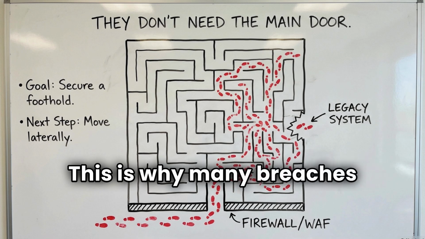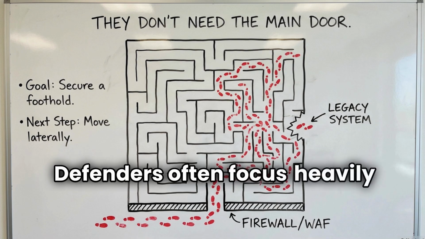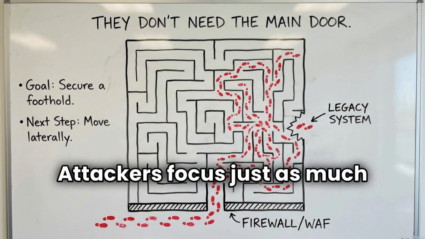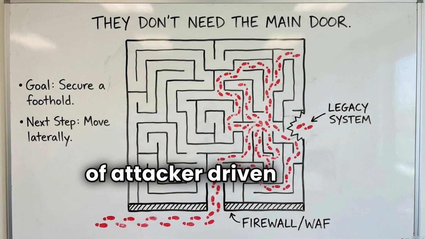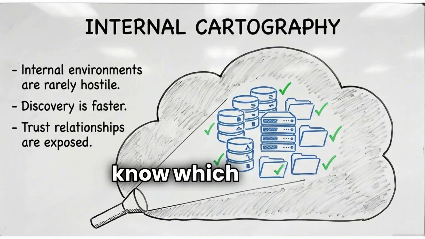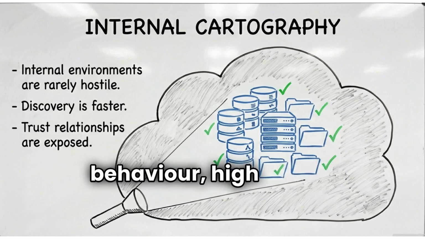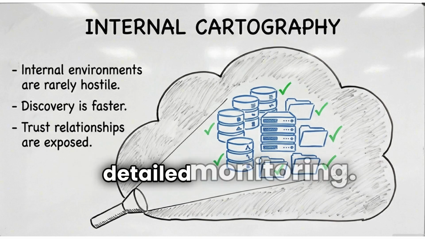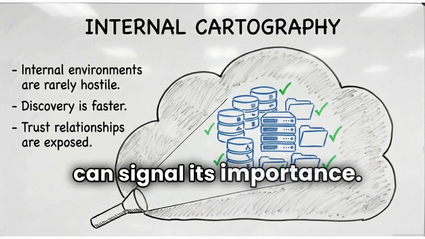This is why many breaches escalate quickly after initial access. Defenders often focus heavily on protecting entry points. Attackers focus just as much on what happens after entry. Another critical aspect of attacker-driven asset discovery is value inference. Attackers don't always know which assets are most valuable. They infer value from behavior: high traffic, strict access controls, frequent backups, detailed monitoring. Ironically, the way an asset is protected can signal its importance.